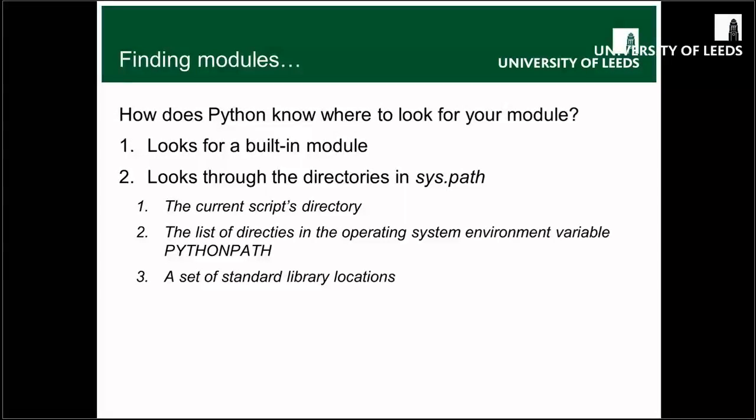So the other thing that we need to know is, how does Python actually know where to look for your module? It's actually a relatively straightforward set of rules. It first of all looks for a built-in module, something that's actually part of the core language. It then looks through a set of directories that are stored in what's called sys.path. This is a list of directories that's available inside the sys module, and that contains the current script's directory, then a list of directories that are given to it by the operating system. All operating systems that you'll be using have what's called an environment variable.